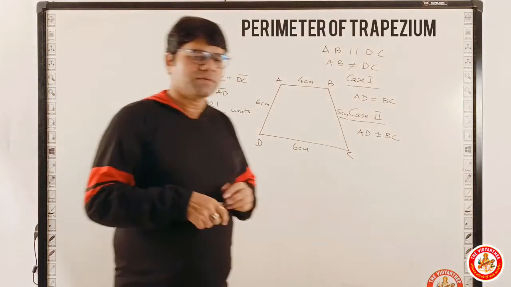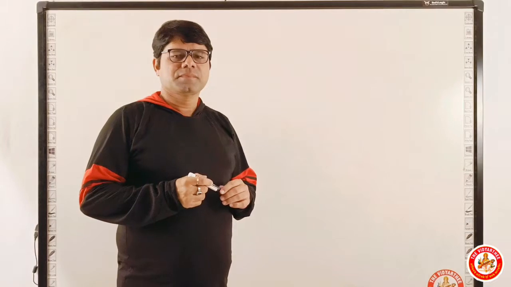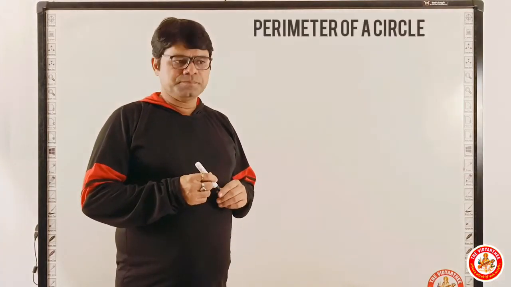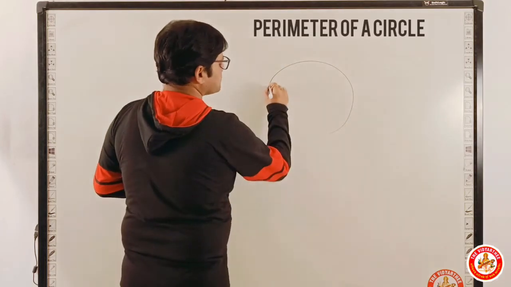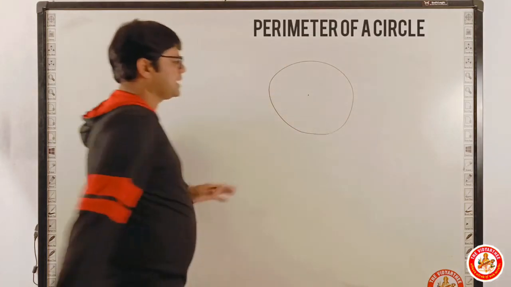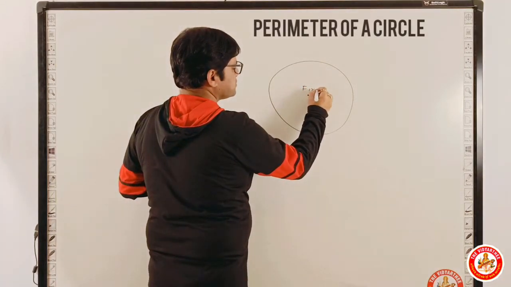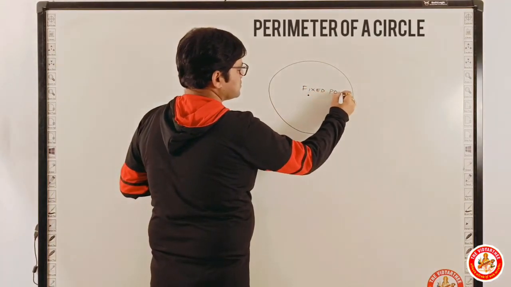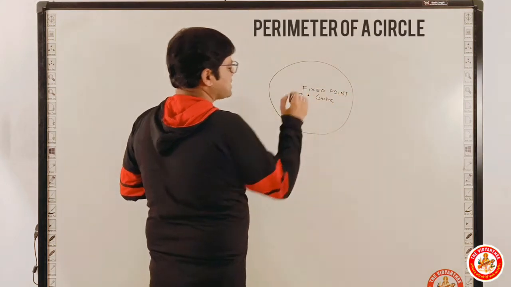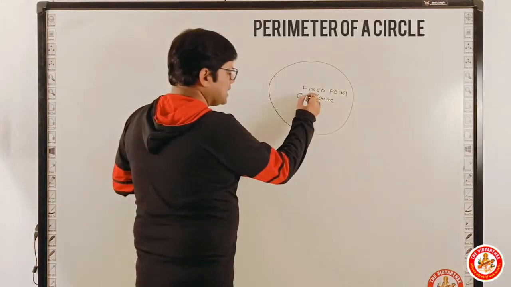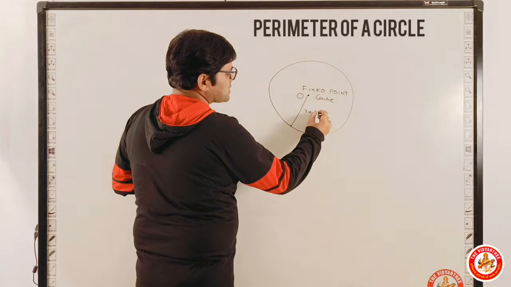Just left with one plane figure, that is circle. Talking about a circle, a circle is called the locus of all those points equidistant from a fixed point. Now this fixed point is called center. Normally we take center as O, and the equidistant length measure is called the radius of the circle.